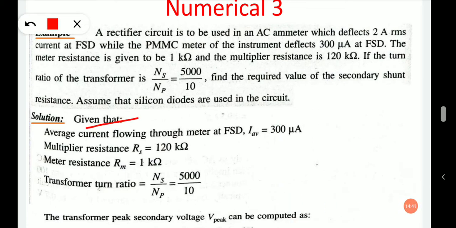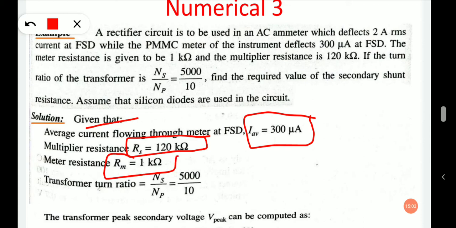So here it is given that the average current flowing through the meter at full scale deflection, that is I average, is 300 microampere. The multiplier resistance is given, that is 120 kilo ohm. Meter resistance is given as 1 kilo ohm, that is Rm. And the last thing is the transformation ratio, Ns by Np, that is secondary turns by primary turns, is 5000 by 10.